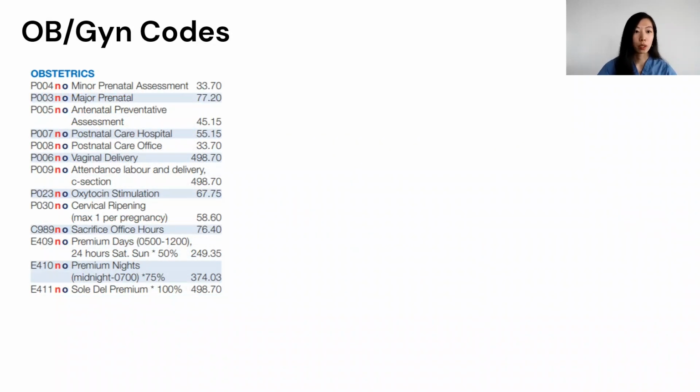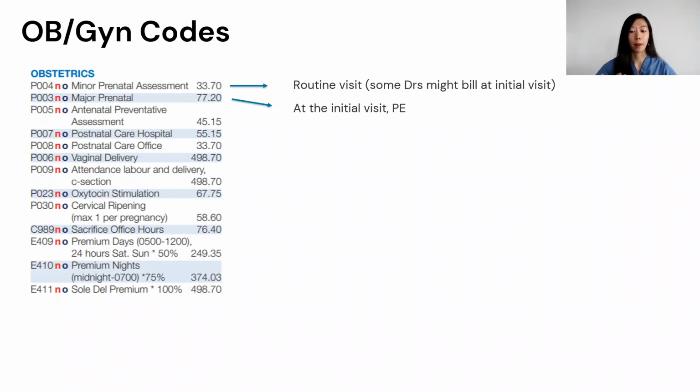Okay, OHIP codes. So your P004 is just for your routine visit. Anytime someone comes in for a prenatal assessment, some doctors might bill it at their initial visit. Your P003 is usually when your pregnant patient comes in, they tell you they're pregnant, and you do that full physical exam and that full history on them as well. The P005 is for filling out the antenatal form, which is that big, long form with all of those check mark boxes, and it takes a long time to fill, so you're getting paid for your time doing that.